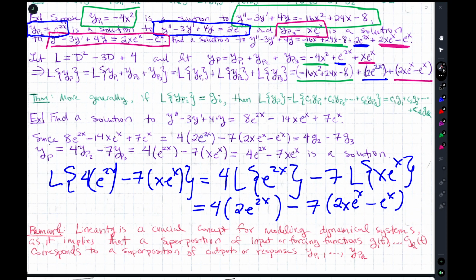And so linearity is not something that we're just using to prove these powerful theorems, although that's very important. It plays a very crucial part in modeling.